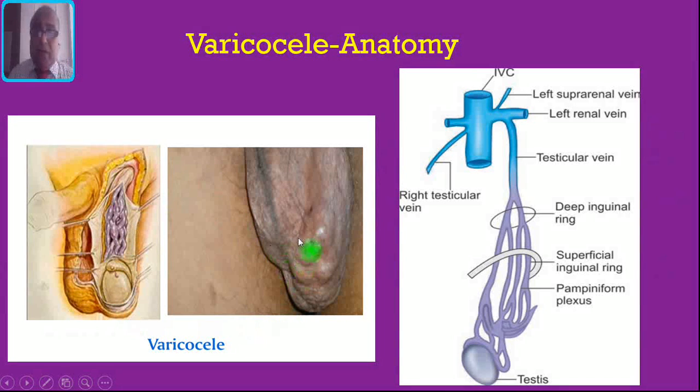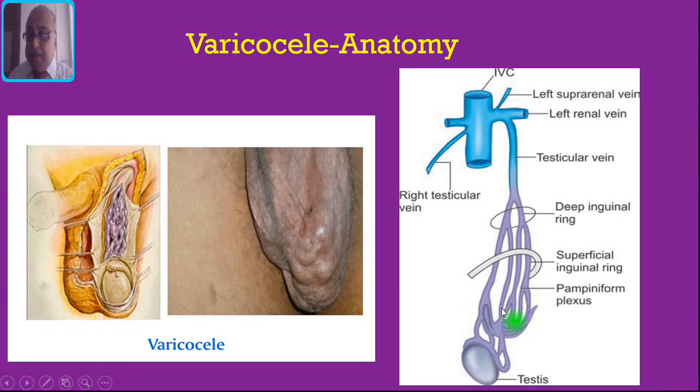So here you are seeing the external appearance. This is the classical bag of worms appearance. And this is the internal appearance. You can see dilated veins inside after opening the internal spermatic fascia. So this is the anatomy.